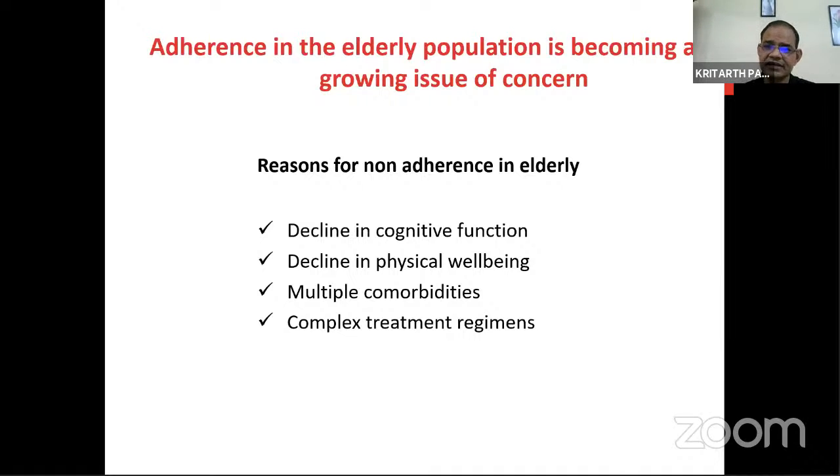So we should educate the patient properly, and psychological training as well as counseling should be done. So patient adherence will be proper with proper follow-up. If the patient goes for proper follow-up, most patients will adhere to the treatment.